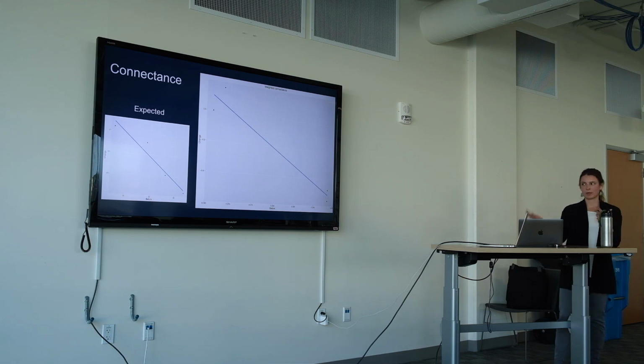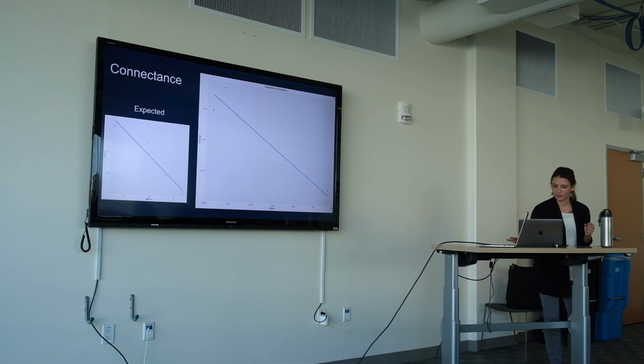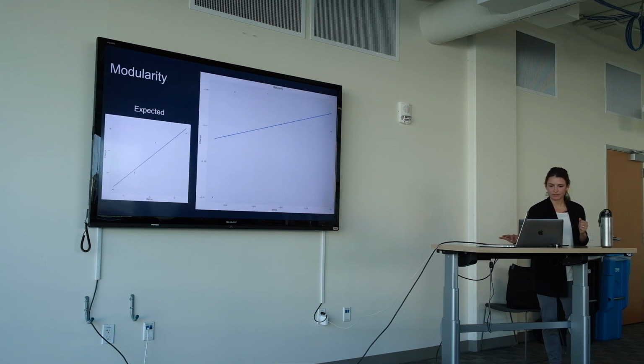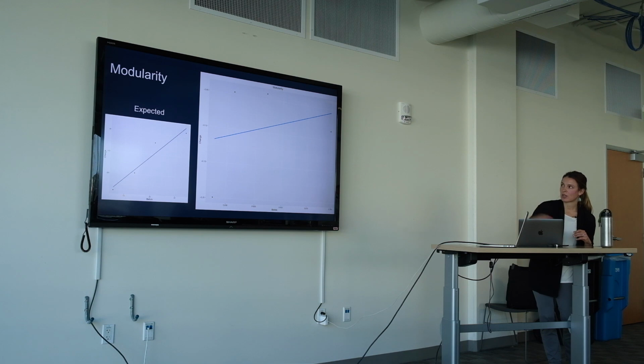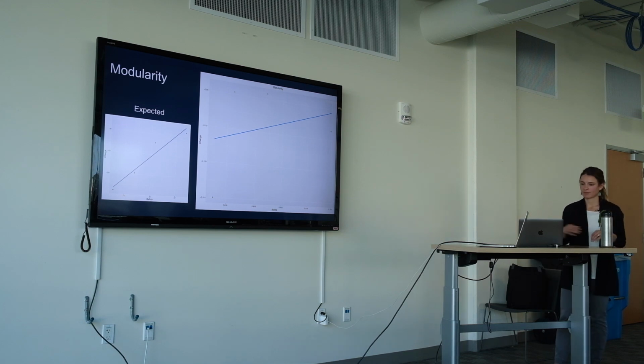And similarly, we thought that higher connectance would lead to higher resilience, and we did find that for weighted connectance, that relationship was true. And then unlike the other metrics, we expected that low modularity would lead to higher resilience. And we found only a weak relationship, again, with pretty variable data.